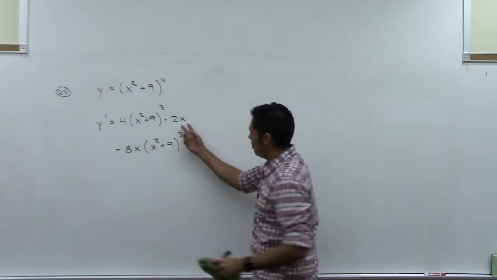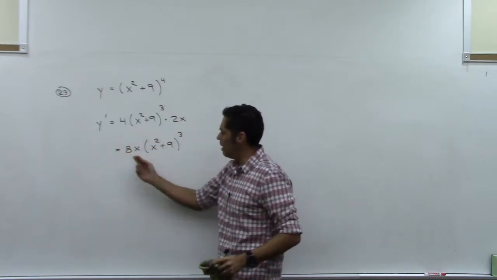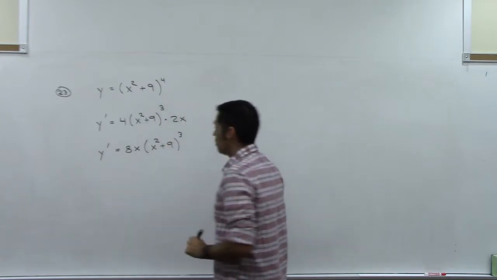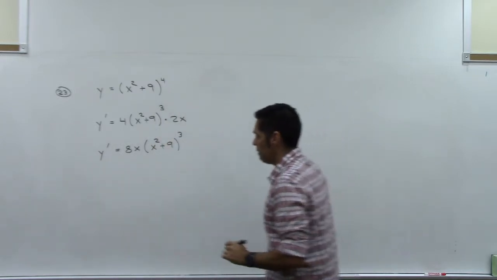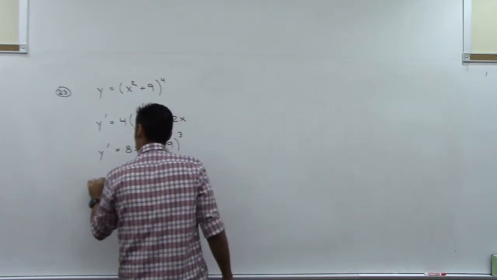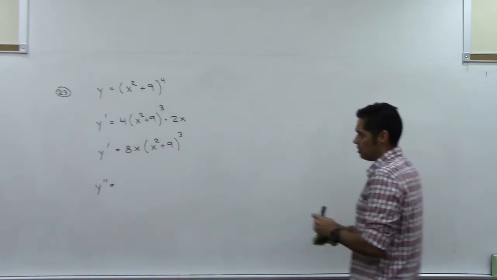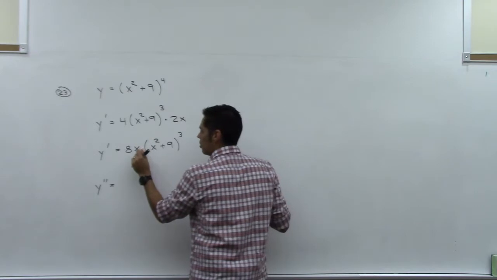Okay, so all I did here is move the 2x out here with the 4 and made that 8x. This is our first derivative. Now the second derivative is going to be a little complicated. The second derivative, what we need to see is that we have a product. We have multiplication here.